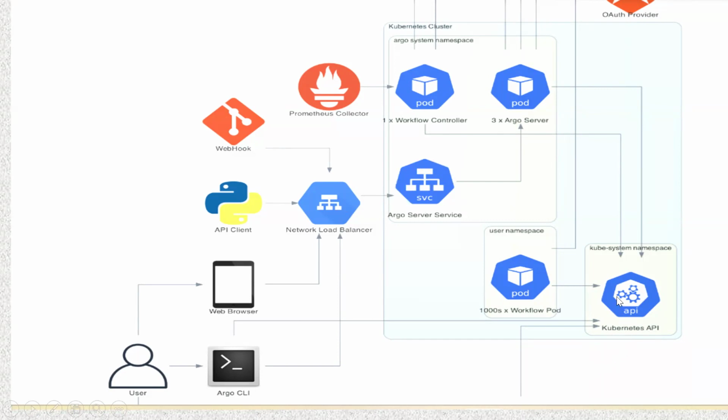This is the service. Since you can see all these things are running on top of Kubernetes, this is the service of Kubernetes for Argo server. And here it connects to the Argo server. Argo server is running 3 replicas and the controller is running 1 replica. Argo server and workflow controller both are running in the same namespace, that is the Argo system namespace. Then the authentication mechanism is also there. Webhook and API clients will be interacting through the network. Prometheus controller will be talking to the workflow controller.